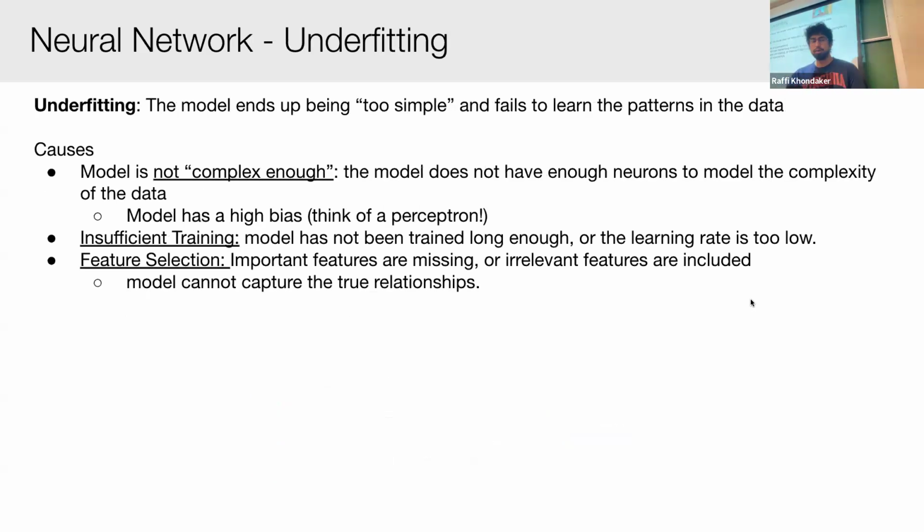Okay. So there are two common problems with training or fitting a neural network. The first is called underfitting.